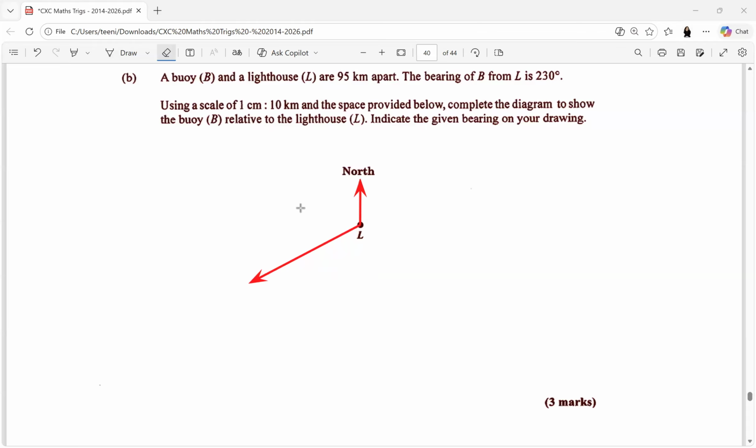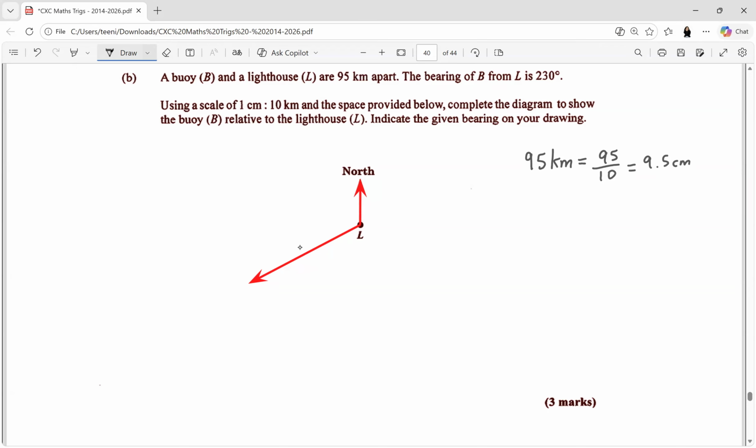But to put your points, you would have to measure using your ruler. Now it says that it's 95 km apart. So if 1 cm is 10 km, 95 km will be equal to 95 divided by 10, which is 9.5 cm. So your line, the distance between B and L, would have to be 9.5 cm.